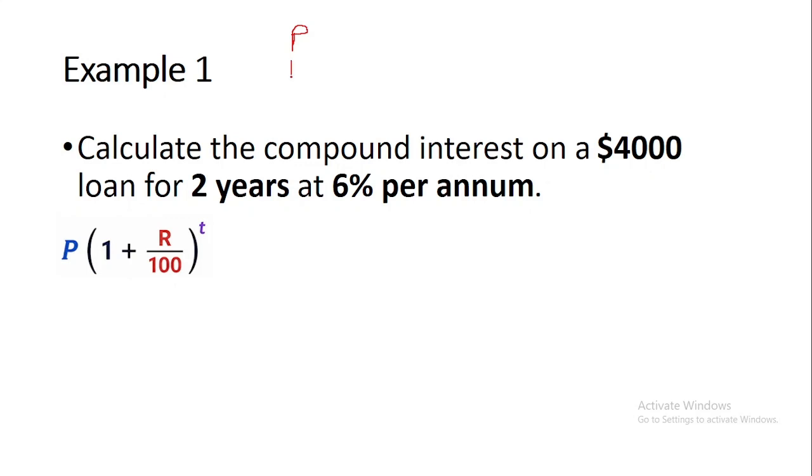What is my R? What is my T? So P, what's my P? What's my R? And what's my T? So principal is the original money that's either invested or borrowed. In this case, $4,000 was borrowed. So $4,000 is your principal.